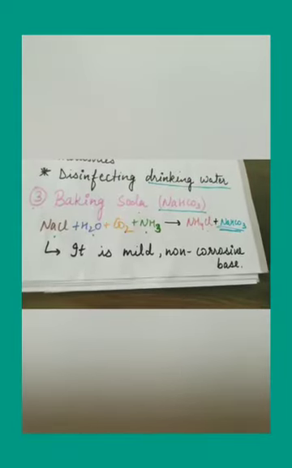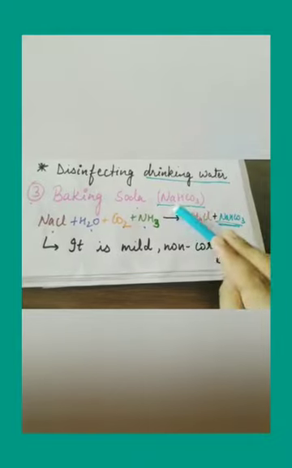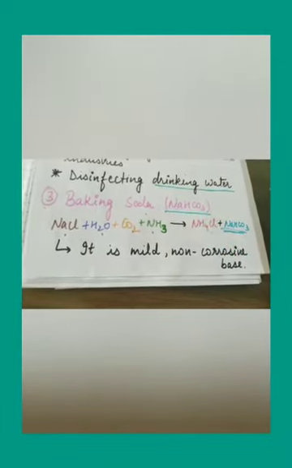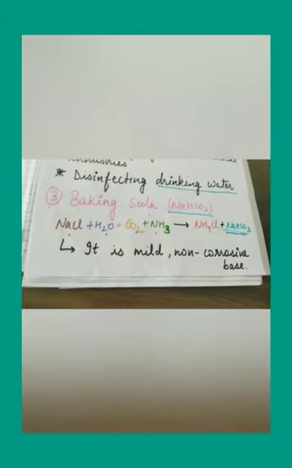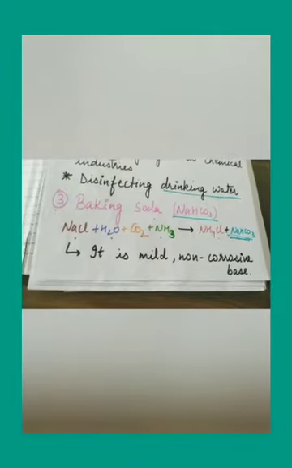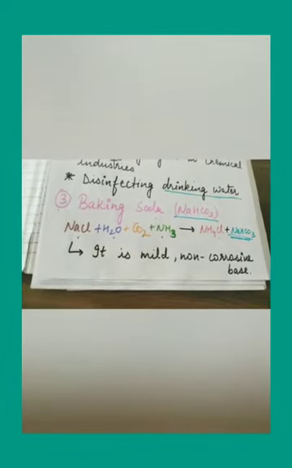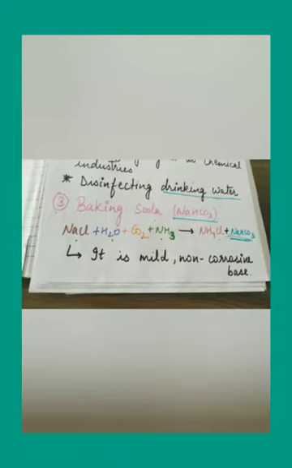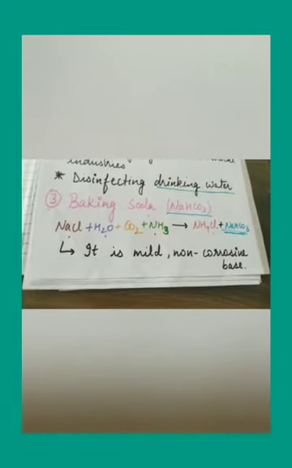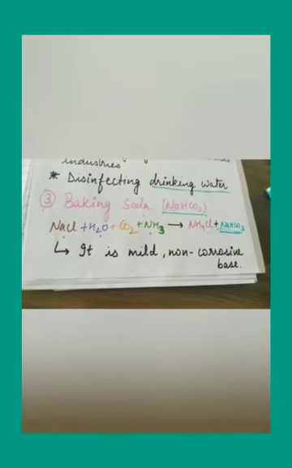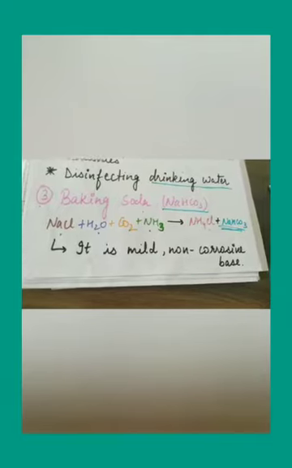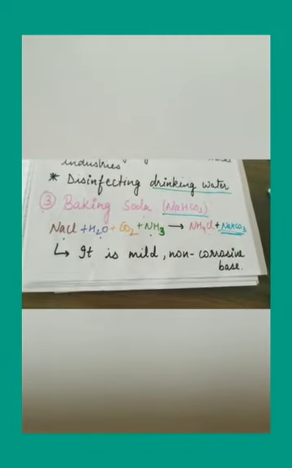Now next chemical is baking soda. The formula of baking soda is NaHCO3. Now you remember this NaHCO3, this is sodium hydrogen carbonate. I have already taught you about this NaHCO3, right? Now how do we make this NaHCO3, that is baking soda? Well, NaCl plus water plus carbon dioxide plus ammonia. If we take this, what forms? NH4Cl, that is ammonium chloride, and NaHCO3, that is the baking soda. It is a very mild base and it is non-corrosive.